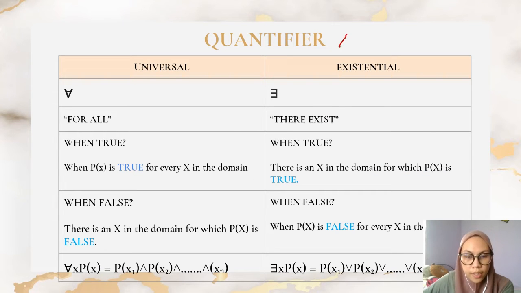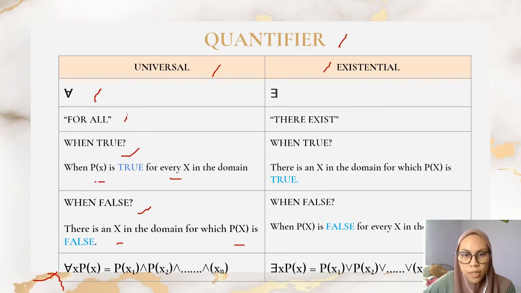For quantifiers, there are 2: universal and existential. For universal, this is the symbol for universal. This means for all. The universal statement is true when P(x) is true for every x in the domain. It is false when there is an x in the domain for which P(x) is false. This is the formula for universal.